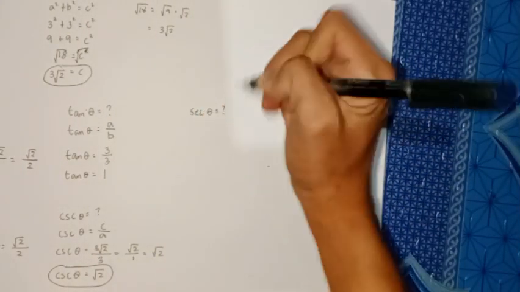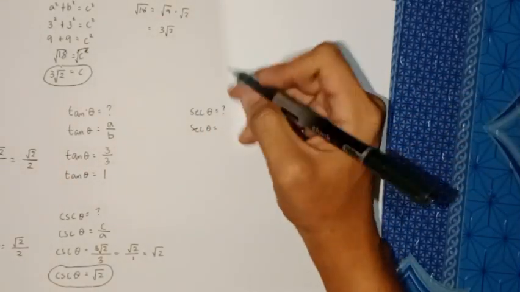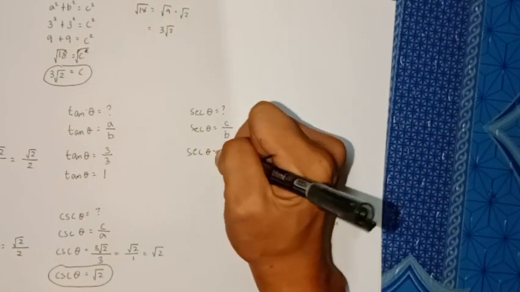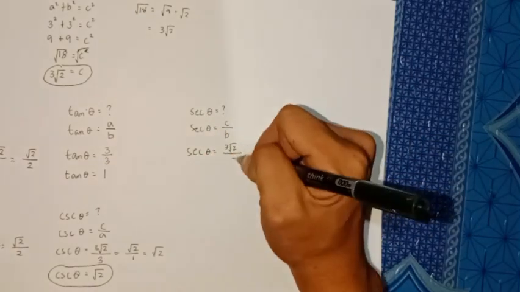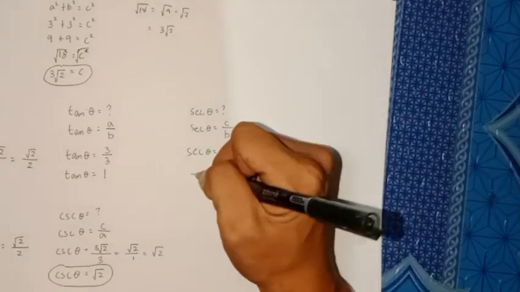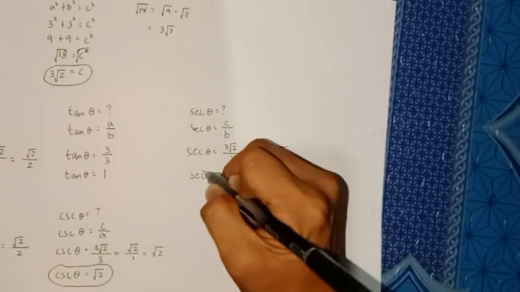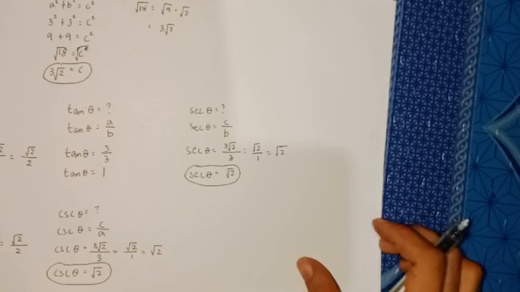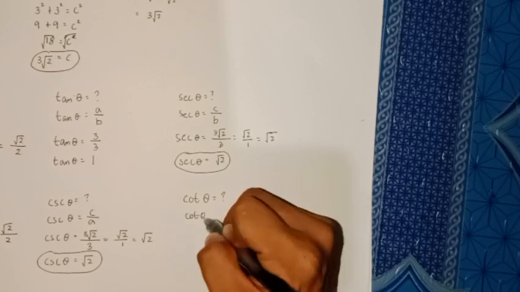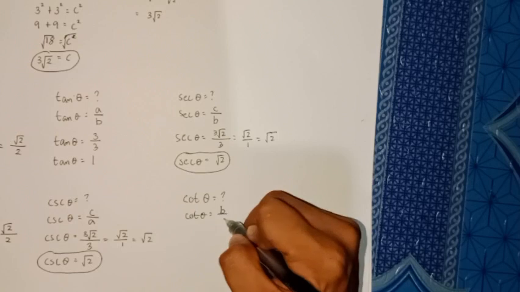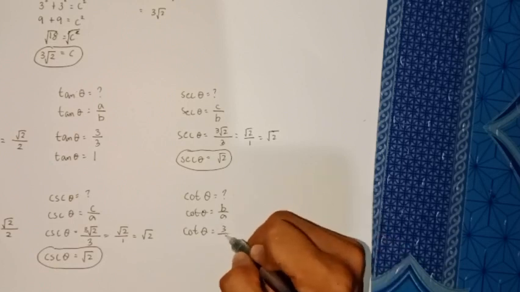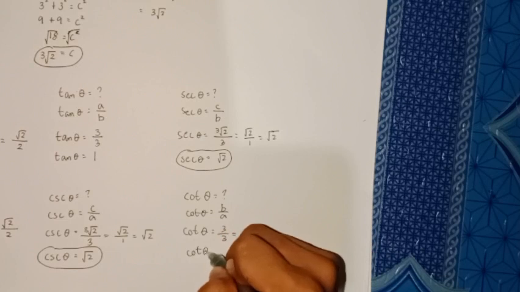Secant theta is equal to hypotenuse over adjacent. So secant theta is equal to 3 square root of 2 over 3. Simplify, square root of 2 over 1, square root of 2. So secant theta is equal to square root of 2. The last one is the cotangent theta. Cot theta is equal to B over A, or adjacent over opposite. So cotangent theta is equal to 3 over 3 is equal to 1.